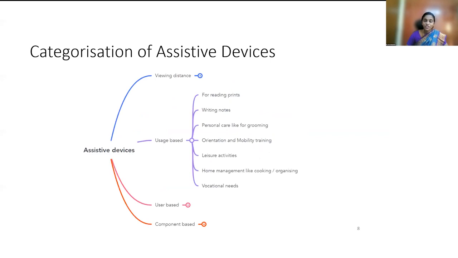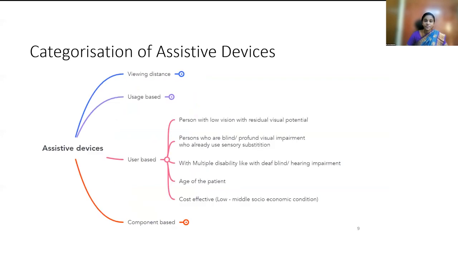The other categorization I would want you to look at is the need of the person, whether the person needs a device for reading prints, or for writing notes, or is it for recreational activities or personal grooming? Is it for orientation and mobility, or home management, or even vocational needs?